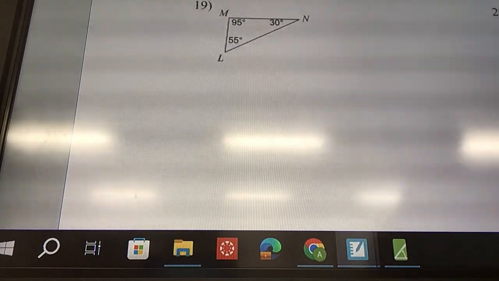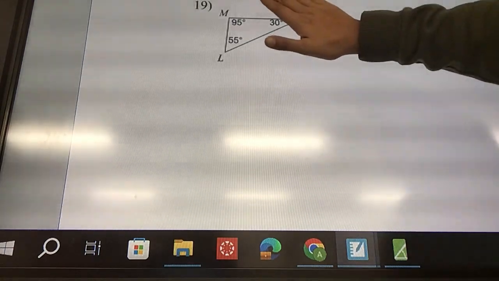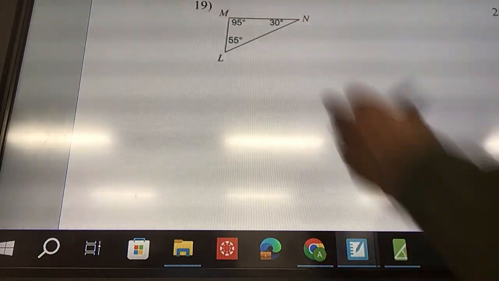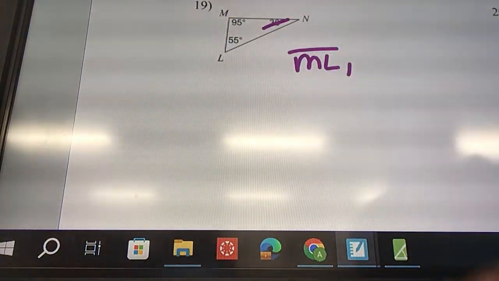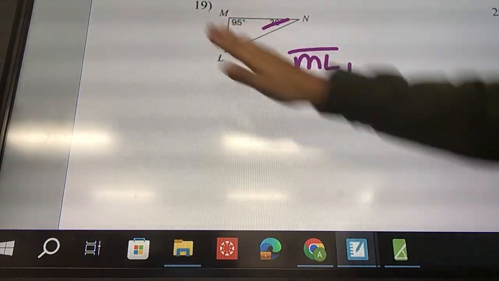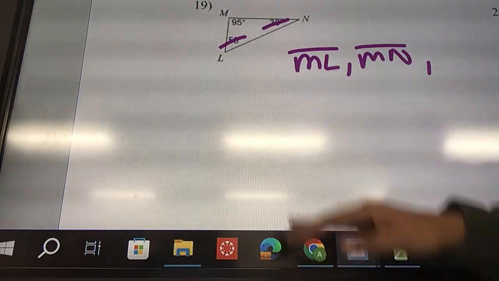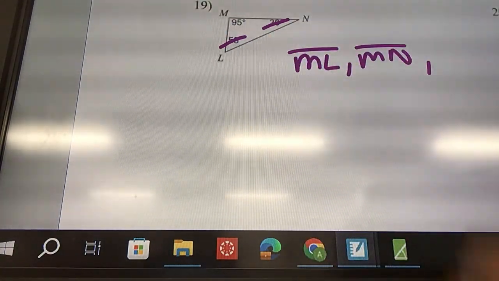Okay, and then last one, 19, they are all three solved, so that's good. I got 95, 55, and 30, so we're going to start with the 30, and if I cover up the N and the 30, I'm left with ML. Then I go to the 55, which is the L, so I got MN. And then lastly, I'm going to do the 95, so I'm going to cover up the 95 and the M, and I got NL.